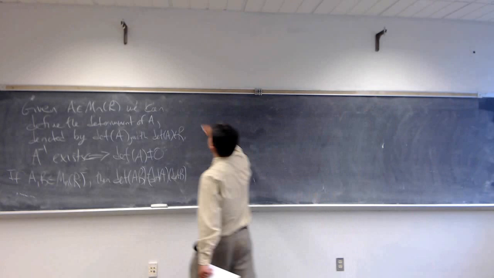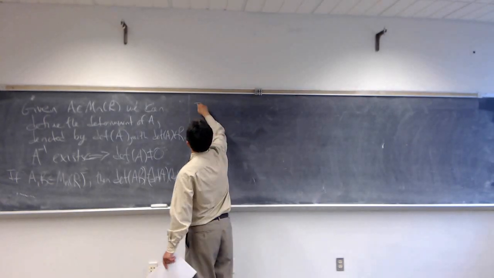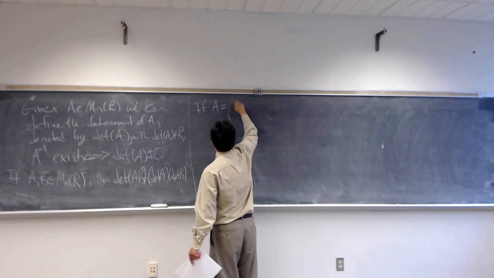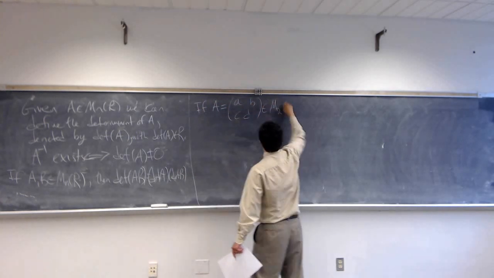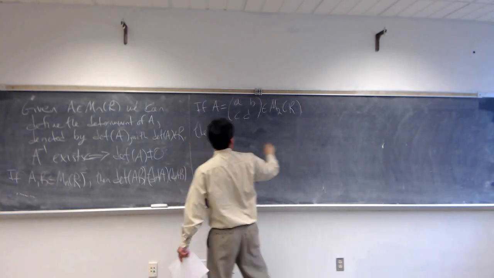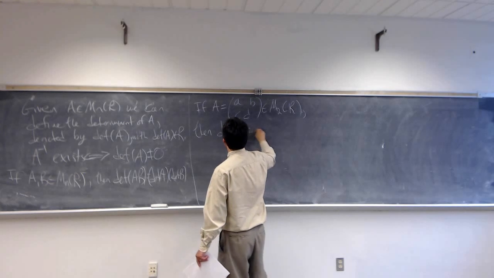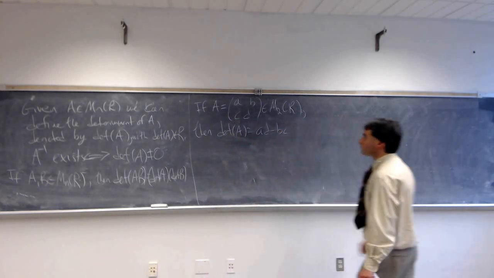And we will not define the determinant of the n by n matrix, but if A is the 2 by 2 matrix with entries a, b, c, d, we will define the determinant of A as just ad minus bc.